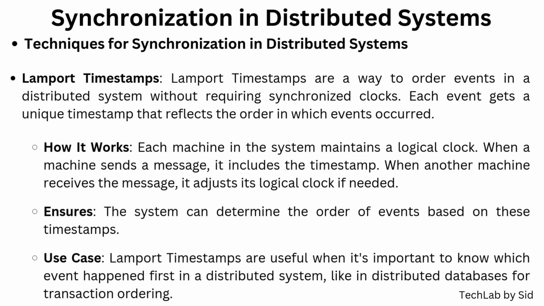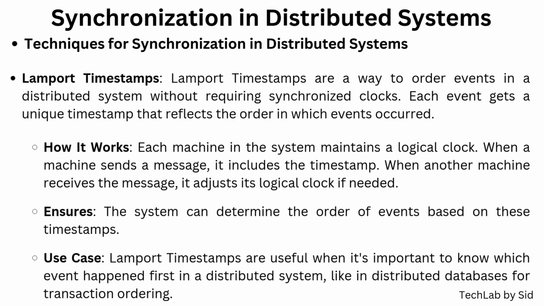Techniques for synchronization in distributed systems. Lamport timestamps. Lamport timestamps are a method used to order events in a distributed system without requiring synchronized clocks. Each event is assigned a unique timestamp that reflects the order in which events occurred. Each machine in the system maintains a logical clock. When a machine sends a message, it includes the timestamp, and when another machine receives the message, it adjusts its logical clock if needed. This ensures the system can determine the correct order of events.